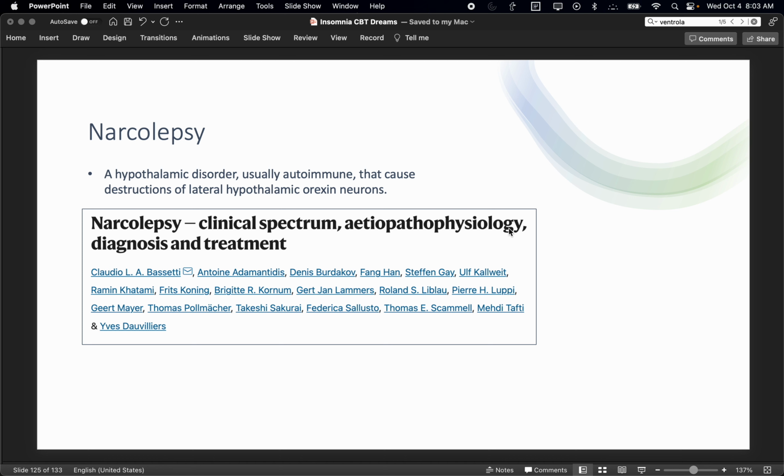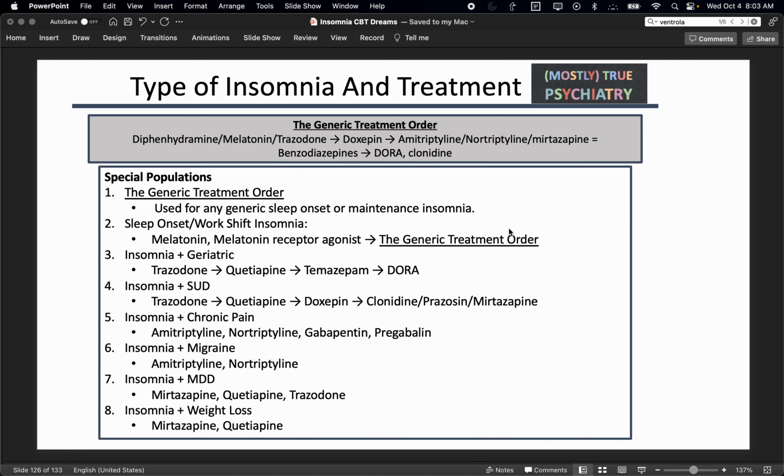This is a take-home point for narcolepsy. It is a hypothalamic disorder that is usually autoimmune, causing destruction of the lateral hypothalamic orexin neurons. This is not a random disorder. It's not just people being weird. It is an actual autoimmune disorder.